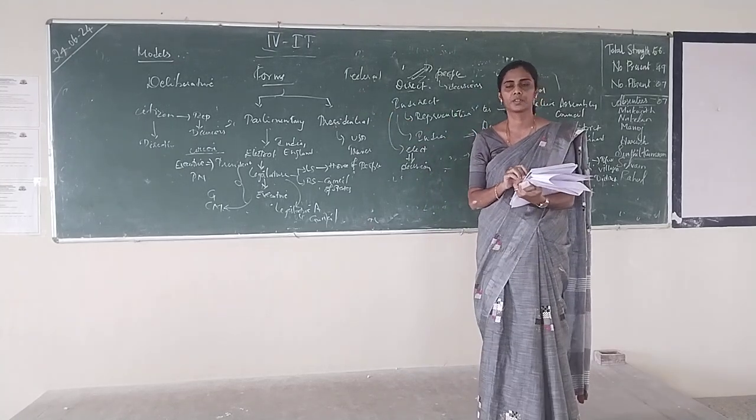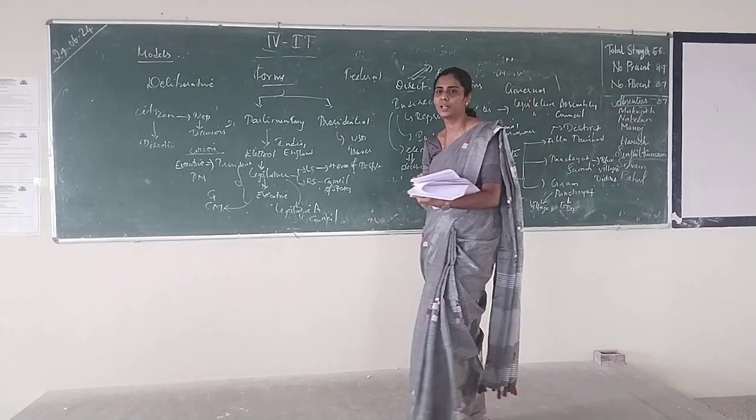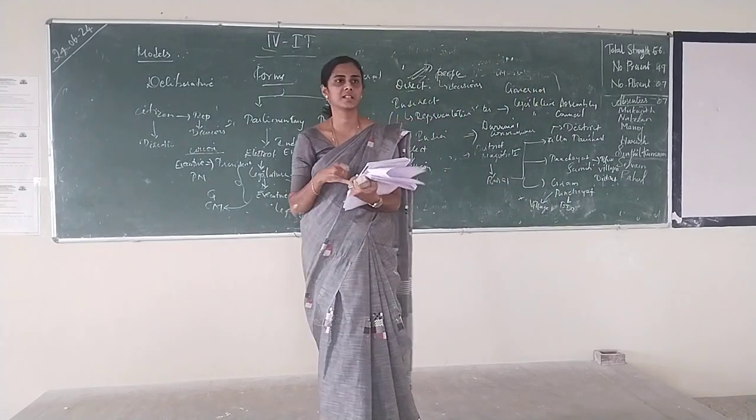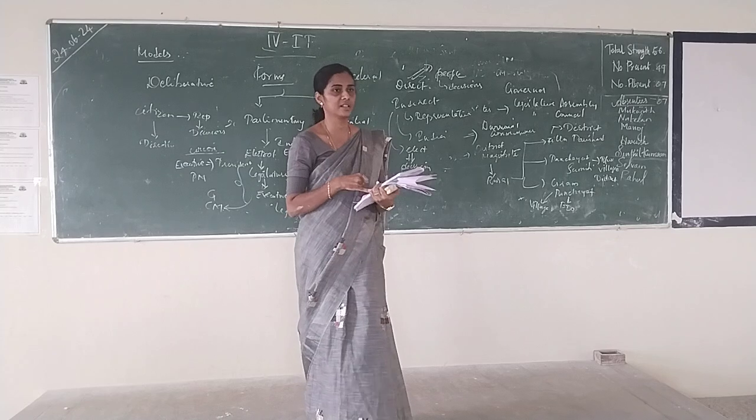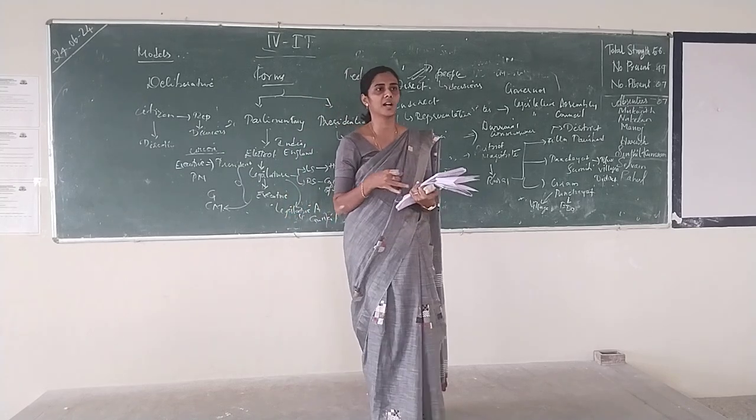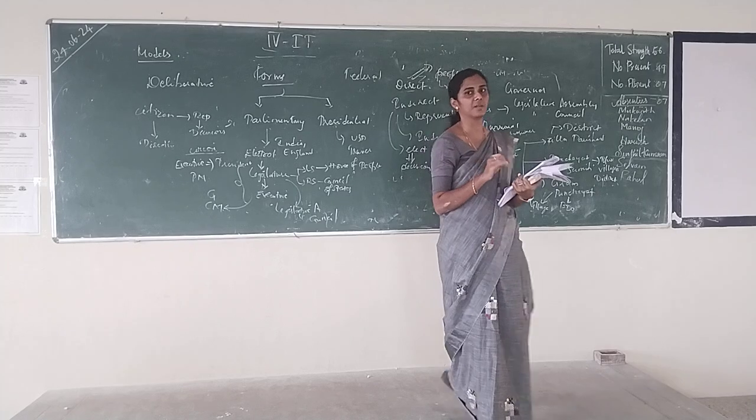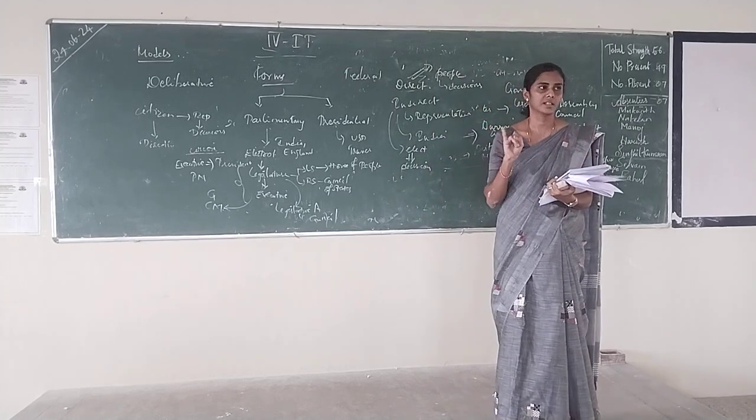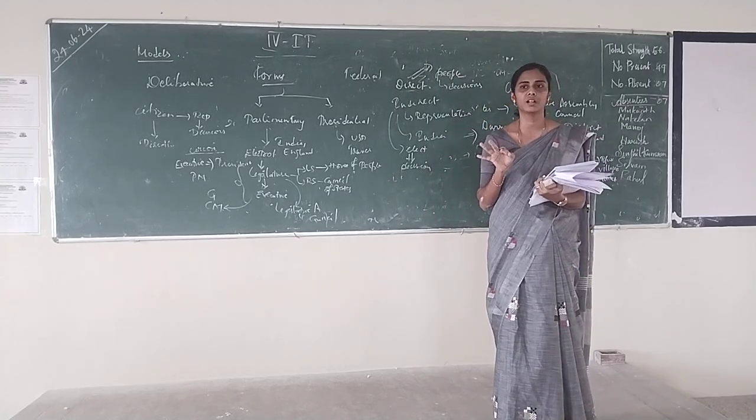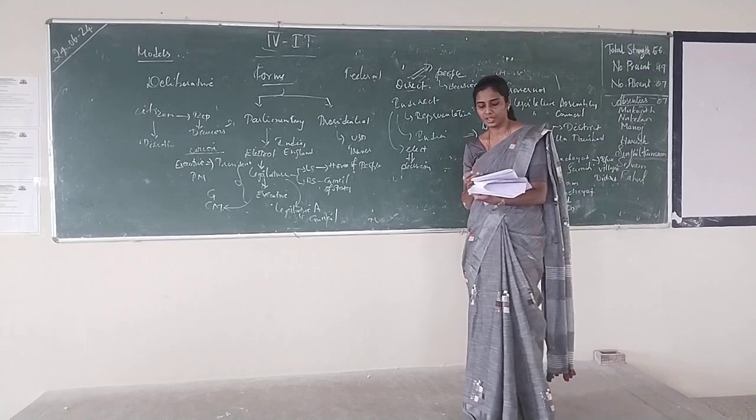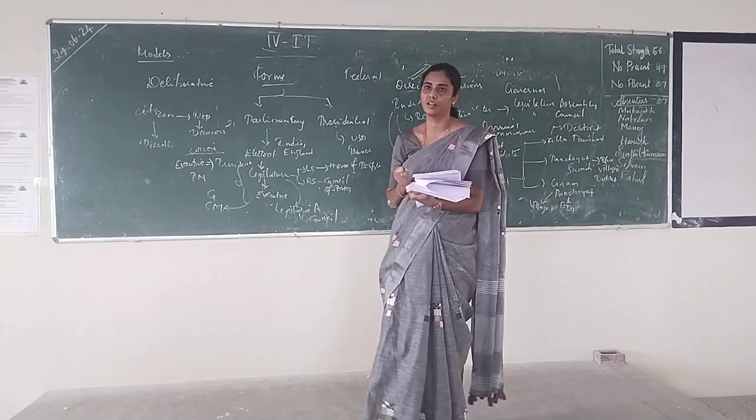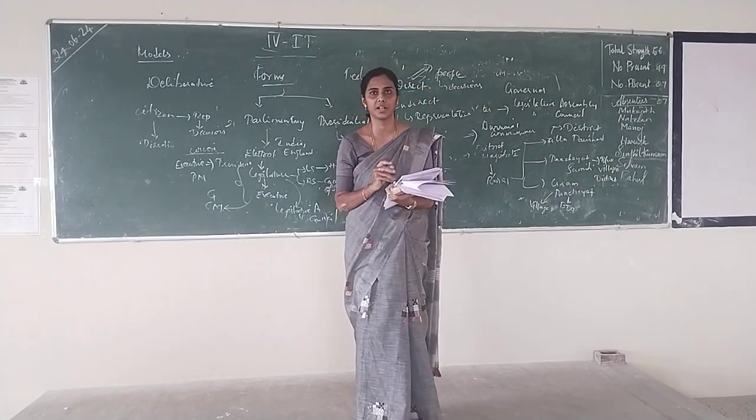Second point, the government is formed by the legislature, executive and judiciary. They have an independent judicial system. So the government is formed by the legislature, executive and judiciary.